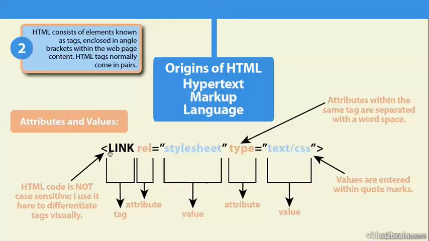So in this particular example, I've got the link tag. I've added an attribute and I've added a value, and here's another attribute and another value. You'll notice that the attributes within the same tag are separated with a word space, and the values are entered within quote marks.